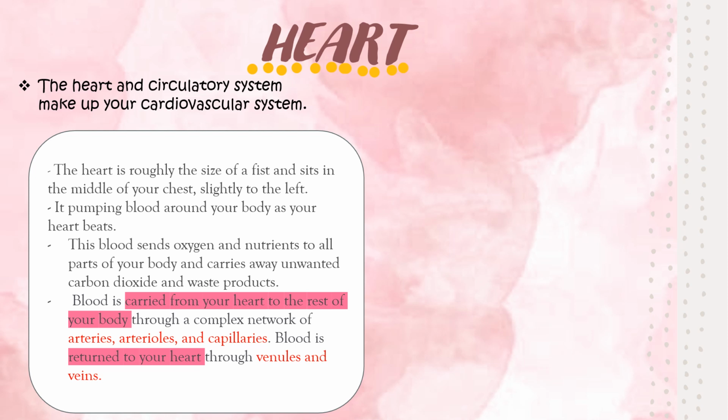It is roughly the size of a fist and sits in the middle of your chest and slightly to the left. Its function is to pump blood around your body as your heart beats, and it also sends oxygen and nutrients to all the parts of your body and carries away unwanted carbon dioxide and waste products. The blood is carried from your heart to the rest of your body through a complex network of arteries, arterioles, and capillaries. The blood is returned to your heart through the veins and venules. So it has a different way from the heart to the body and from the body to the heart.